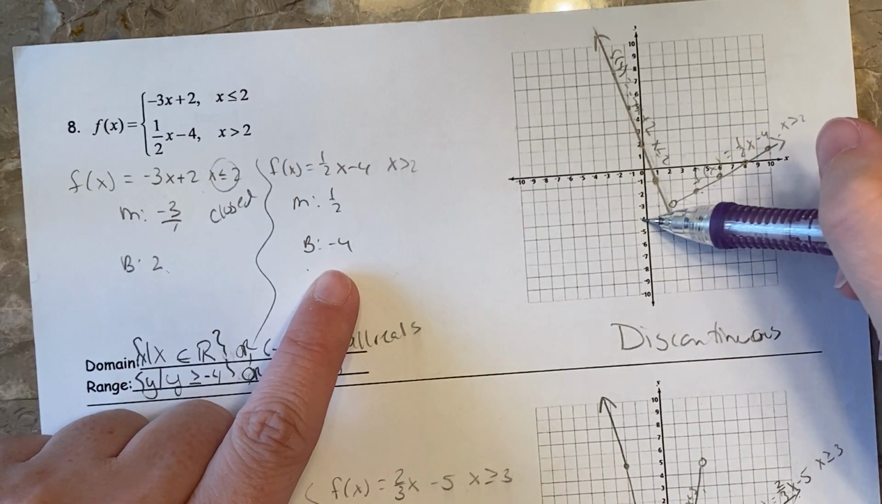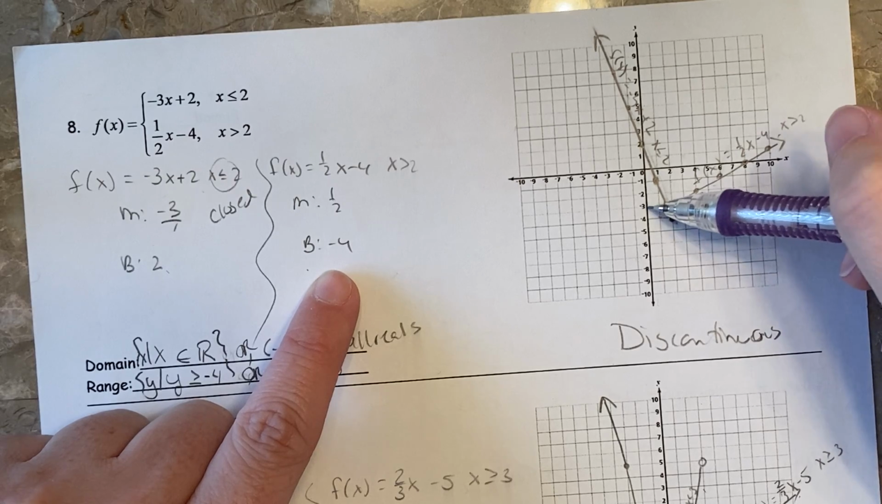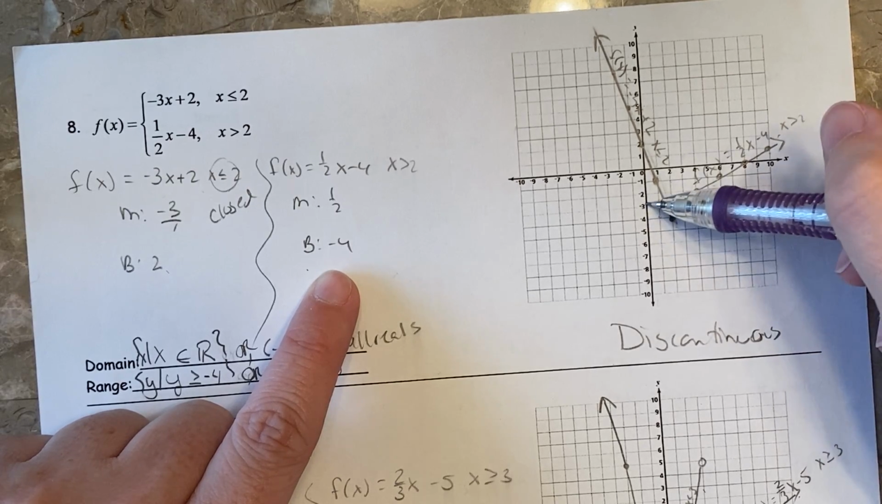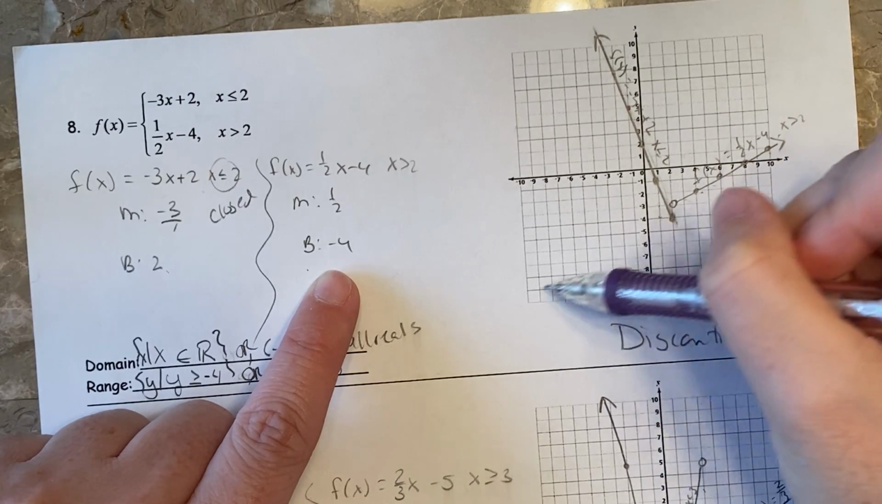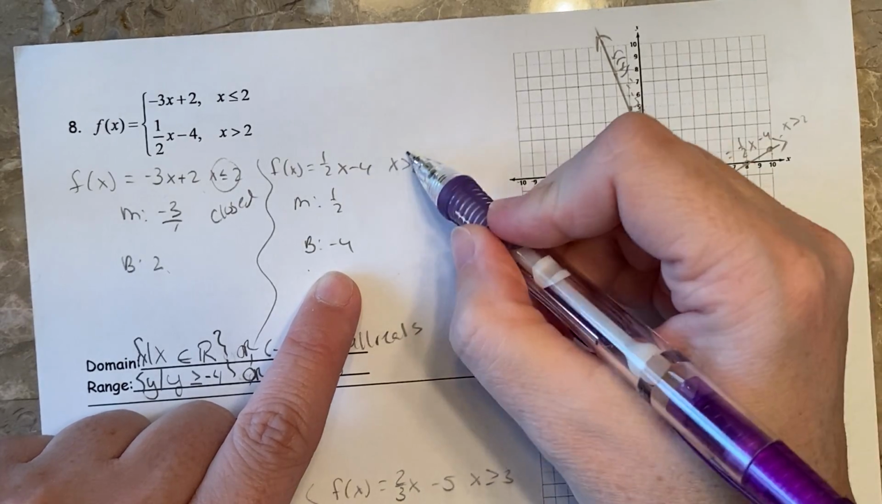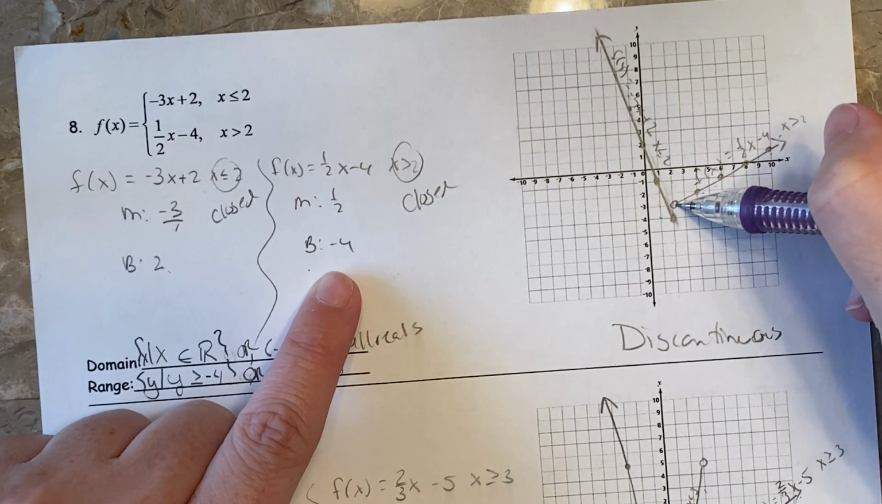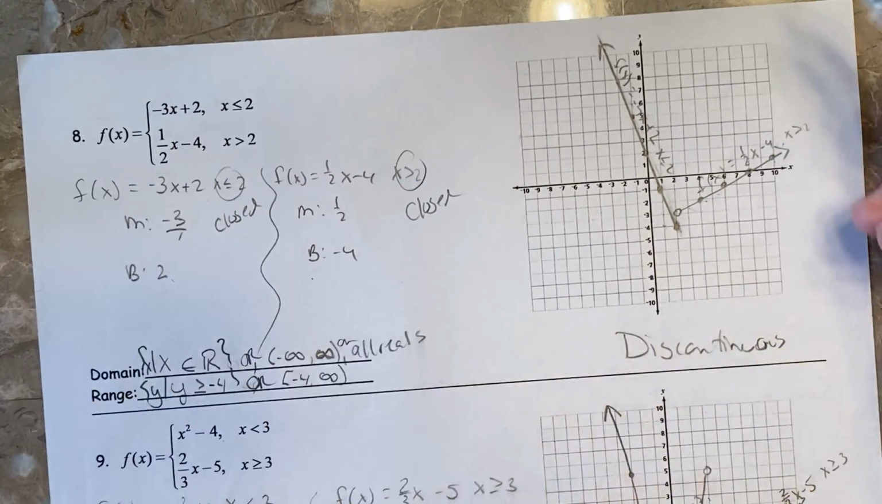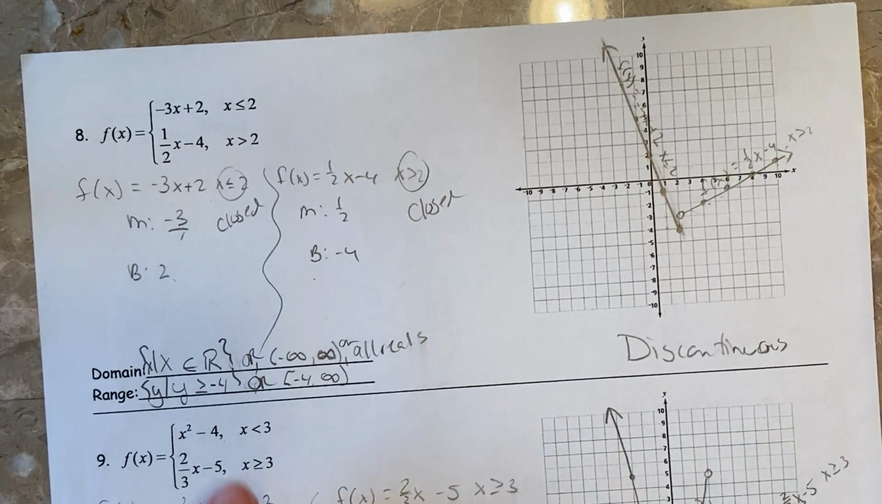Second one, you start at -4, and you're going to go up 1, right 2. Up 1, right 2, up 1, right 2, and so forth. So it would look like this. We're going to go to where x is 2. That has to be an open circle. And I want numbers greater than 2, so everything this way is kept and everything this way is erased.